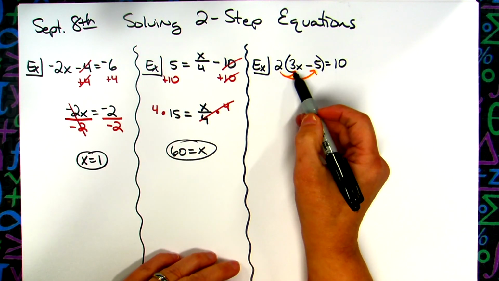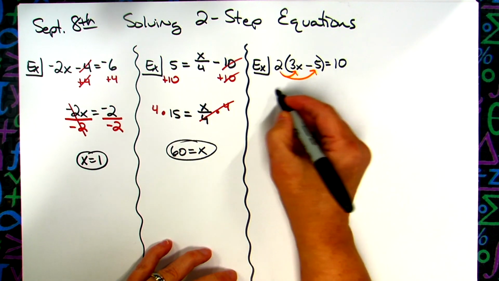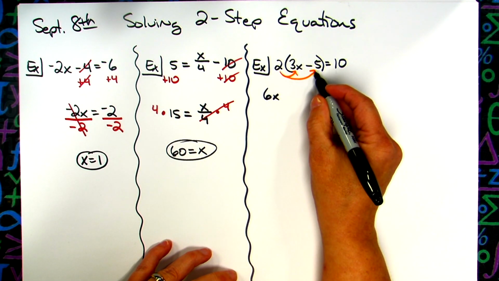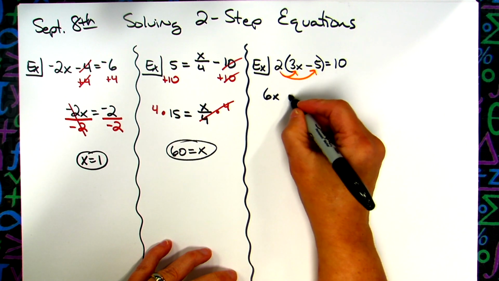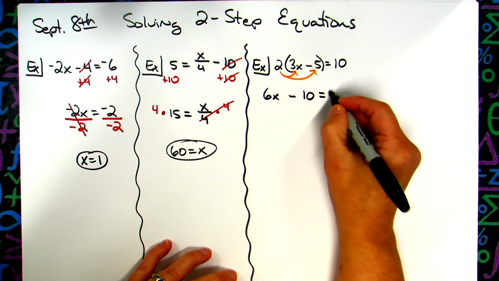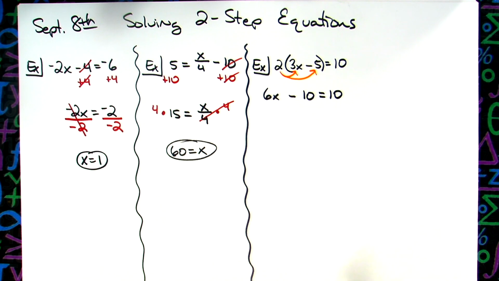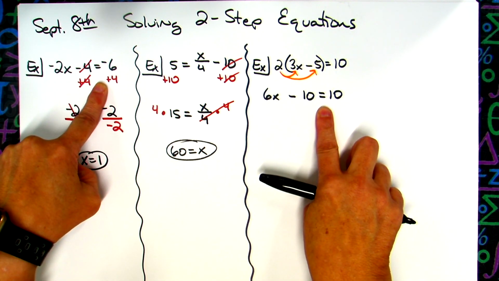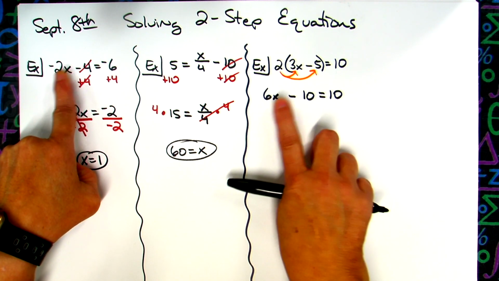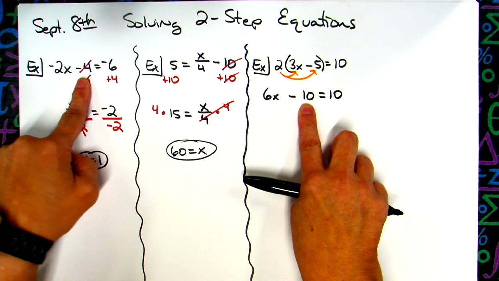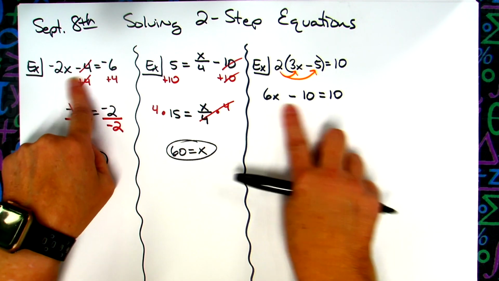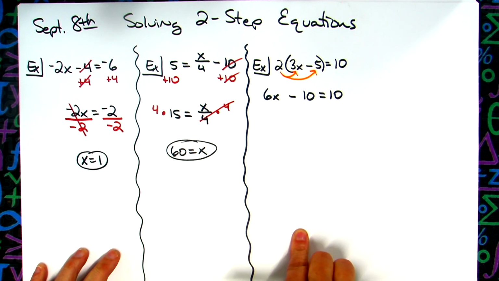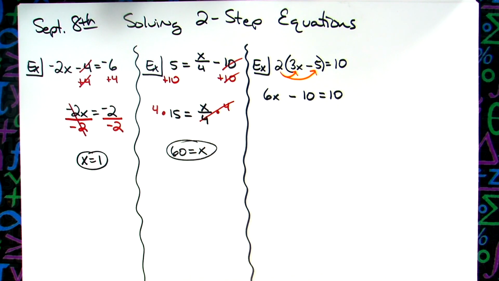2 times 3x, 2 times 3 is, yep, 6x, so I'm going to write down 6x. 2 times the negative 5 is negative 10, so I'm going to go minus 10, and then I've got equals 10. Now, after you distribute, it looks just like this one, because it has a number in front of the letter, and then plus or minus. It could have been a plus, but it was a minus, equals 10. So it now becomes this two-step equation. I'm going to give you just a minute to finish that one on your own, and we'll see if you can get it right.